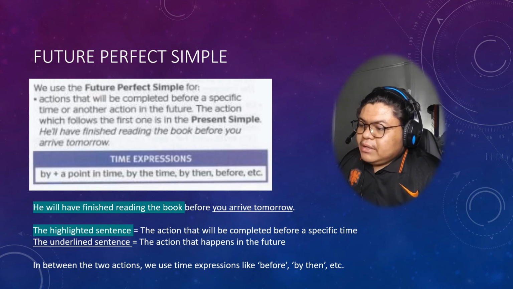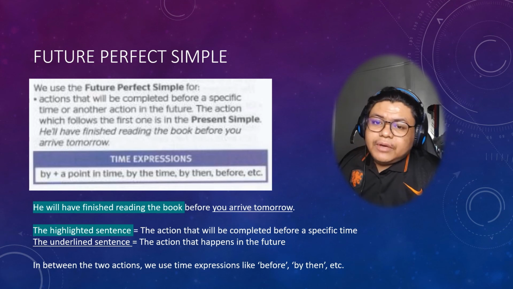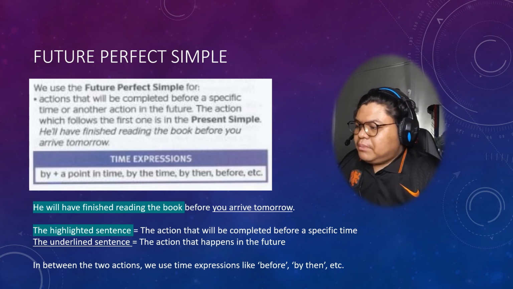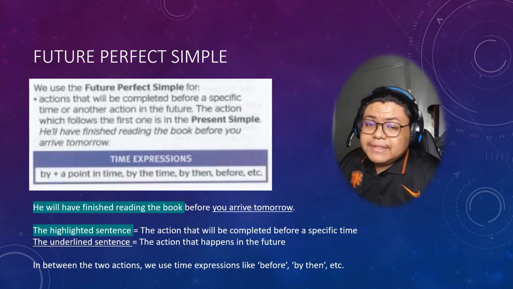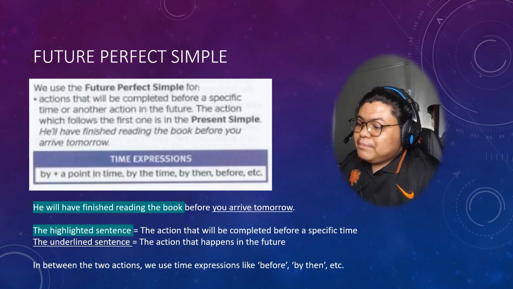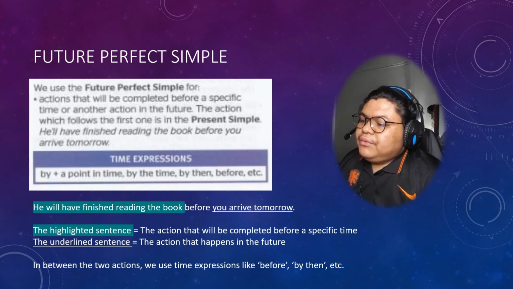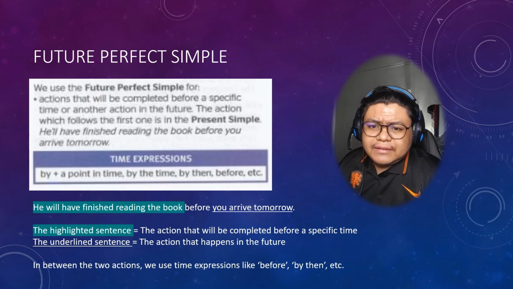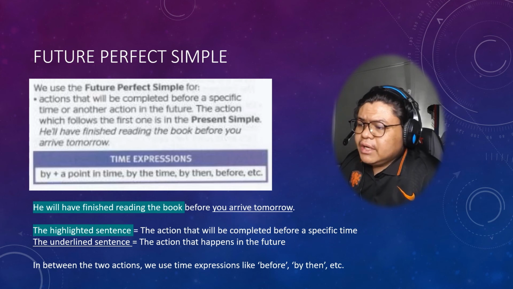Okay, kalau awak tengok contoh, kalau awak perasan yang colour hijau, if you look at the green highlighted sentence, okay, that one is the future perfect sentence. Okay, he will have finished reading the book. Okay, so another thing that you have to remember when we use perfect tense, okay, any kind of perfect tense, present or past, when it comes to future tense, the verb after the word have must be past participle. Okay, so he will have finished reading the book. Okay, so tapi dekat sini ada condition. Okay, itu baru action yang pertama. Action yang kedua dia, you arrive tomorrow.